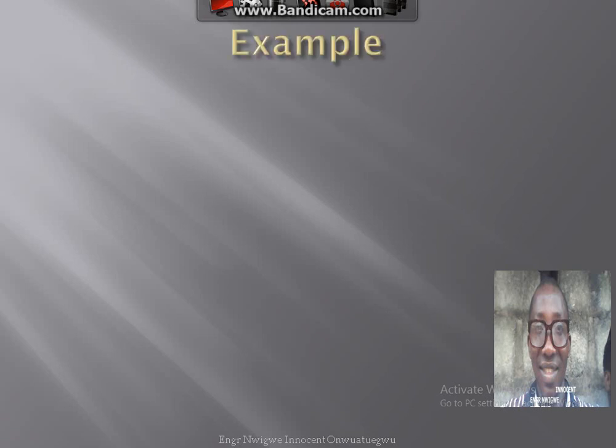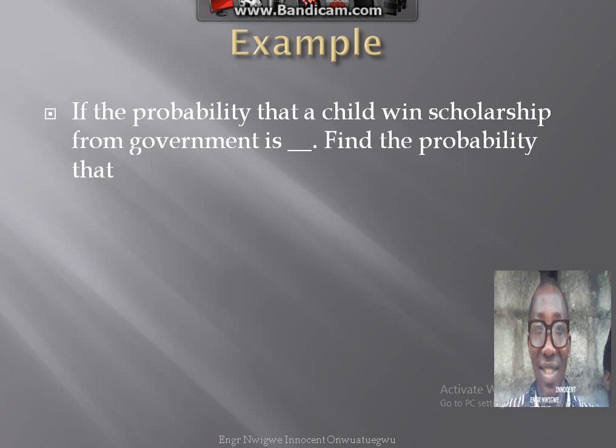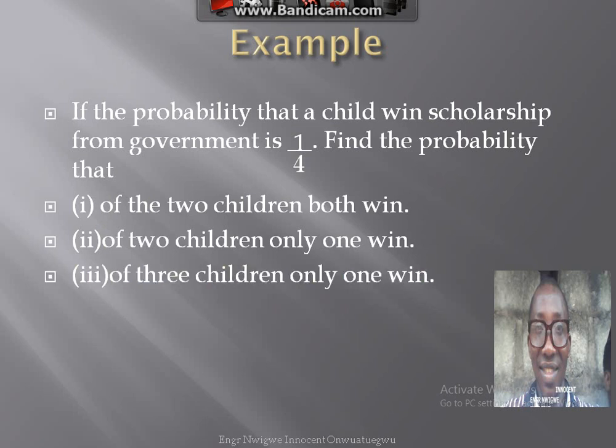Example: if the probability that a child wins a scholarship from government is 1 over 4, find the probability that (i) of the two children, both win; (ii) of the two children, only one wins; (iii) of the 3 children, only 1 wins; (iv) of the 3 children, only 2 win.